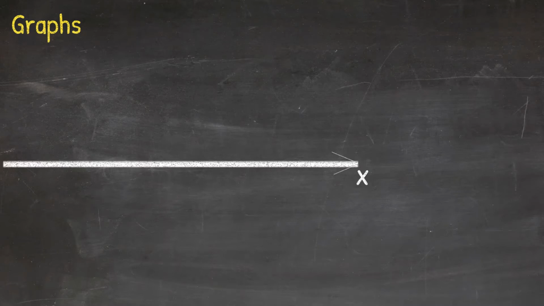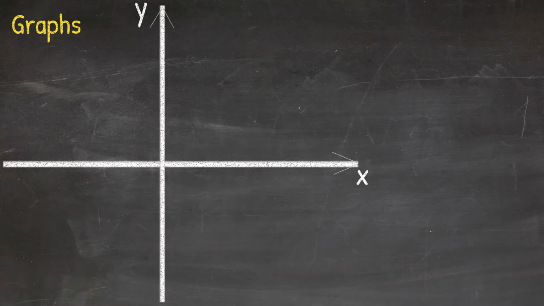A graph has a standard look and feel. It has an x-axis that goes from left to right and a y-axis that goes from south to north. So the x-axis, being horizontal, at some point intersects the y-axis that is vertical. And that point of intersection is called the origin. The origin has coordinates of 0, 0.